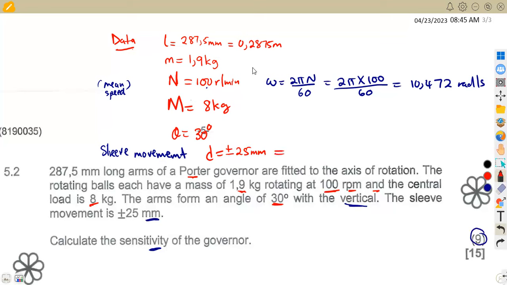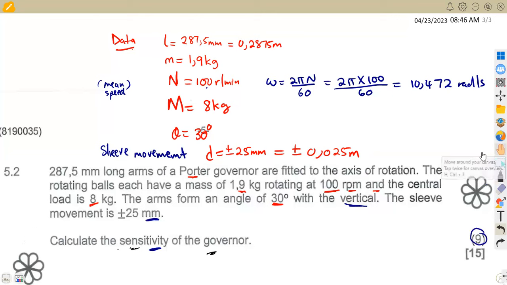Since we wrote the length of the arms in meters, we can also write this movement in meters. You divide by 1,000, since 1 meter is 1,000 millimeters. So this is going to give us plus or minus 0.025 in meters. This is the information that you're given. The question is, from this information, to calculate the sensitivity of the porter governor.